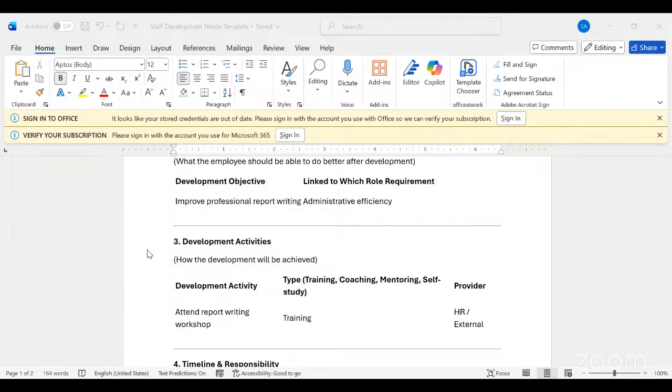But just as he's indicated, it will be dependent on your ratings when it comes to the behavioral competencies or the core values. If your ratings when it comes to the behaviors are constantly low, then of course you'll be put on a PIP.